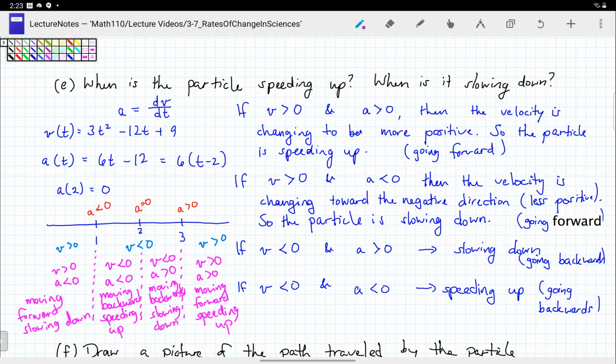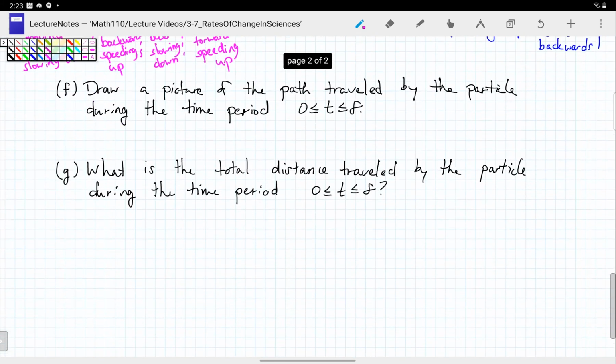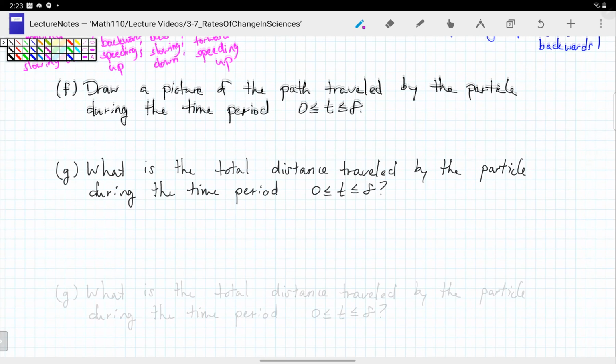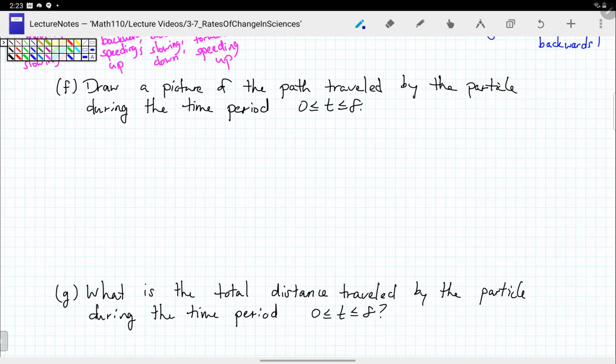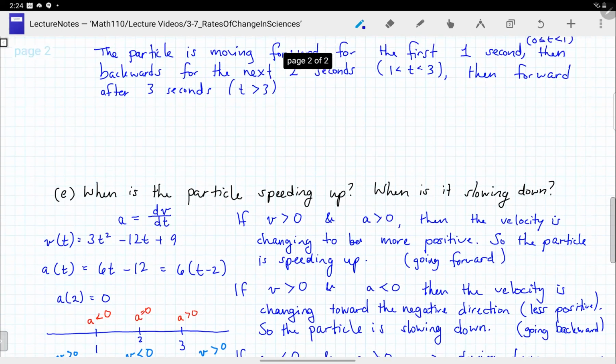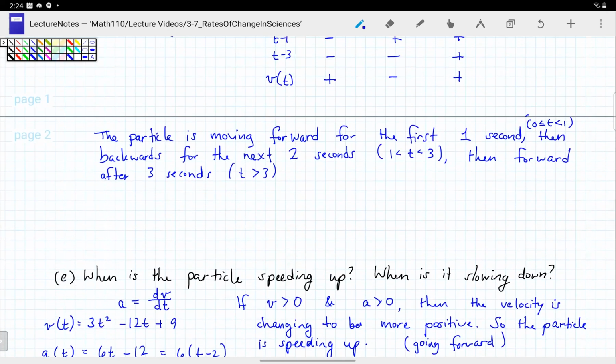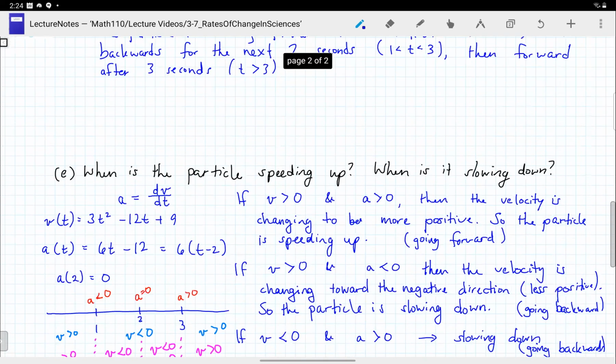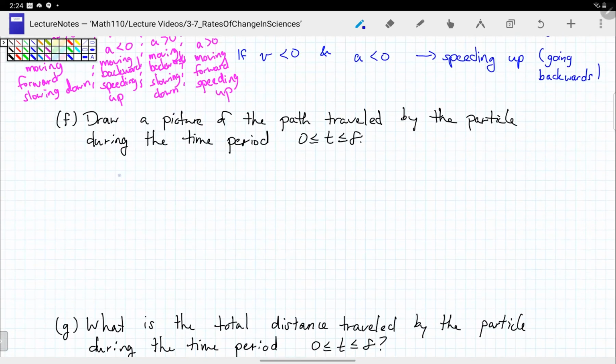All right. Next task. Draw a picture of the path traveled by the particle during the time period from t equals 0 to 8. So one of the things that we saw is that the particle is moving forward for the first second and then backward for the next 2 seconds and then forward forever after 3 seconds. So we can go, well, it's going forward and then backward and then forward.